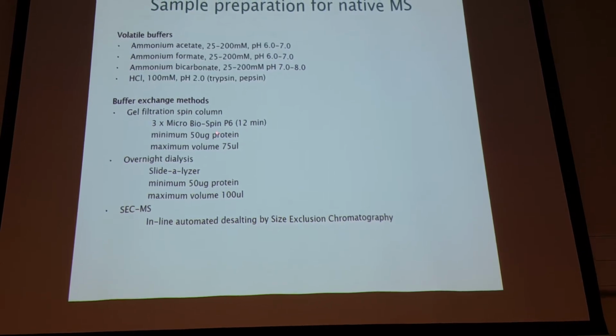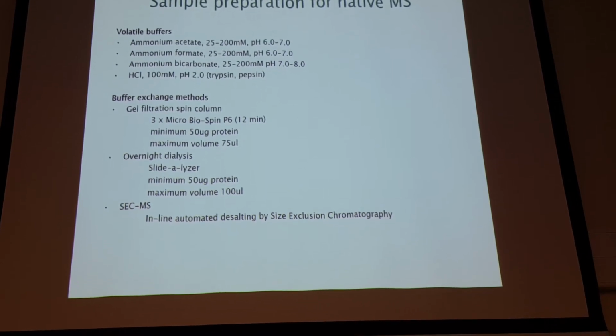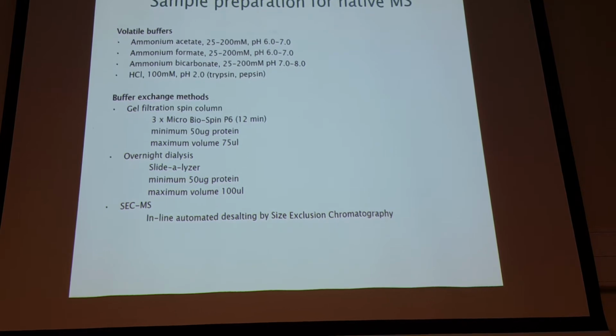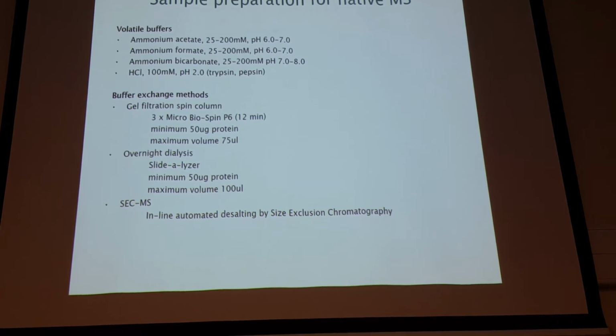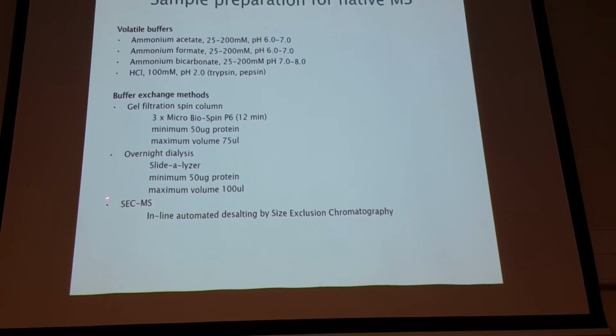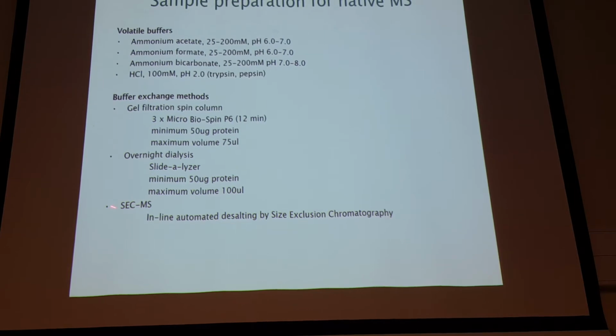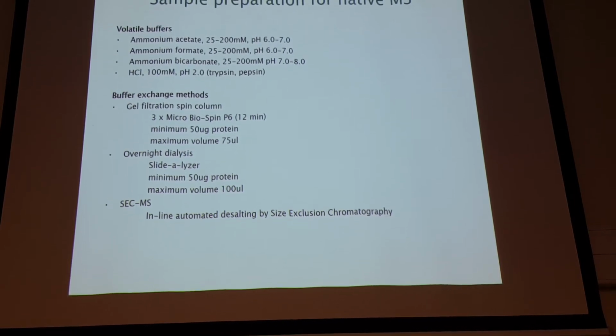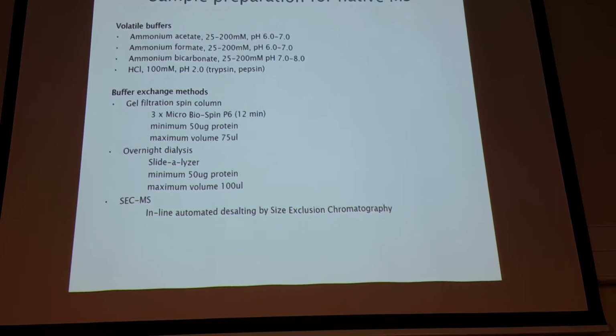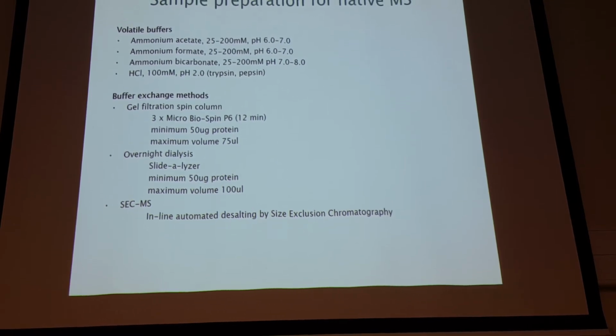A gentler method is dialysis. Sometimes your complex can fall apart if you desalt it too quickly, so it's sometimes beneficial to do it more slowly. Same buffer, but by overnight dialysis. Another way you can do this is to use size exclusion MS. This is inline automated desalting by size exclusion chromatography. It's an inline method, so you can automate it and it goes straight into the mass spec.